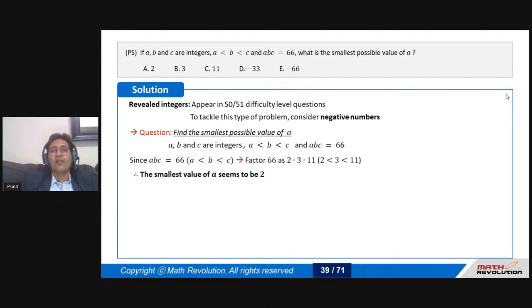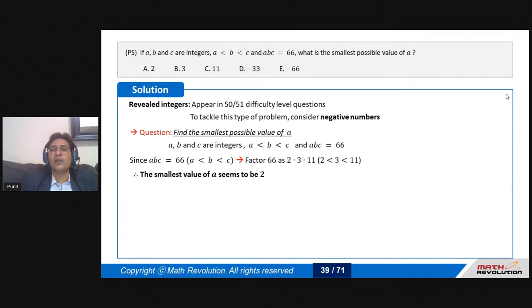If we factor 66 as 2 times 3 times 11, we could easily make out that 2 is less than 3, which is less than 11. So the smallest value of A seems to be 2. It can orally be done. You don't even need a pen and paper to do it. 66, 2, 3, 11, 2 is the minimum, satisfying A less than B less than C. 2 is less than 3, which is less than 11. Mark your answer as 2.